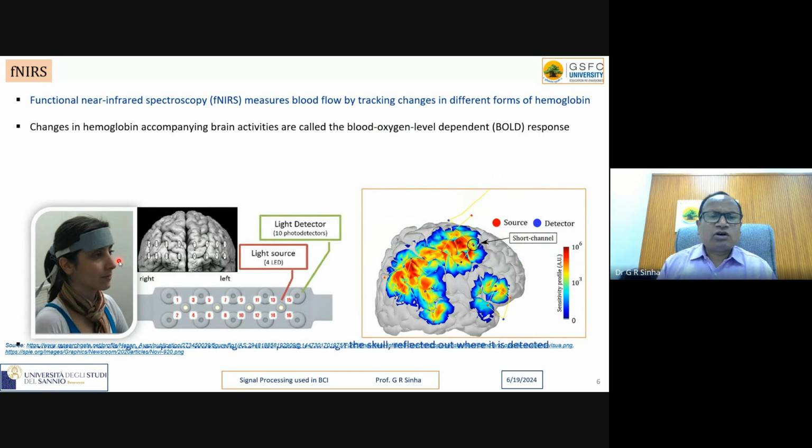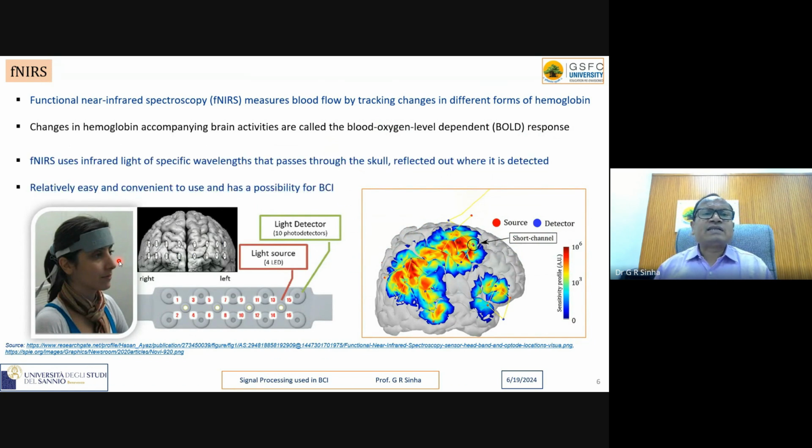There is one more called functional near infrared spectroscopy. You understand the meaning of spectroscopy? Spectroscopy is something that measures light intensity. So therefore, in the picture, look, there is a light source and there is a light detector. You know, the example of a light source is LED. The example of a light detector is a photo detector. Hope you know that laser and LED are the two big examples of light sources.